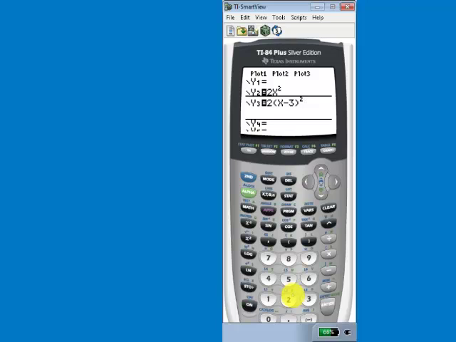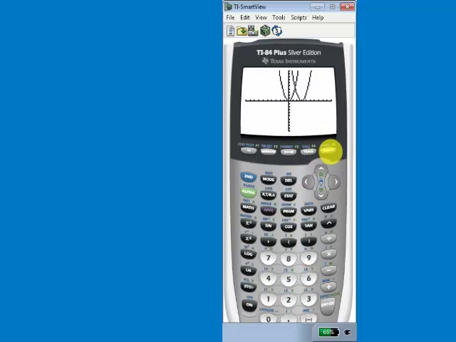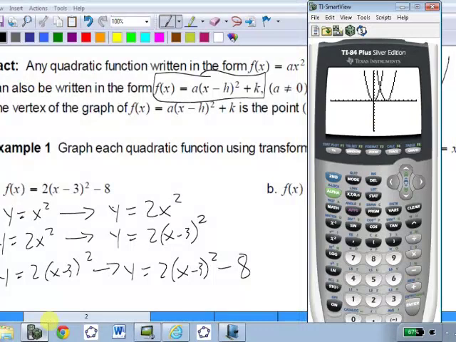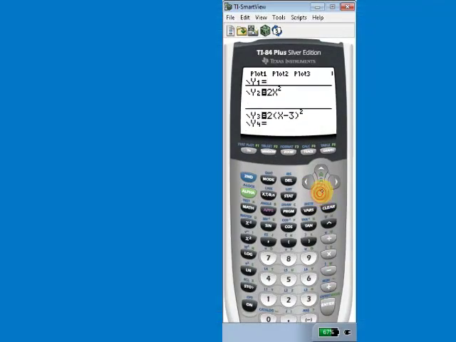Three to the right. Graph it, and we see it go 3 to the right. Finally, subtract 8. y equals 2 times (x minus 3) quantity squared, then y equals 2 times (x minus 3) quantity squared minus 8. We've subtracted 8 from the right-hand side, so it will shift the graph 8 units. Which way? 8 units down.